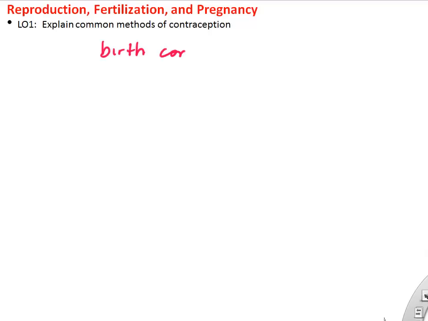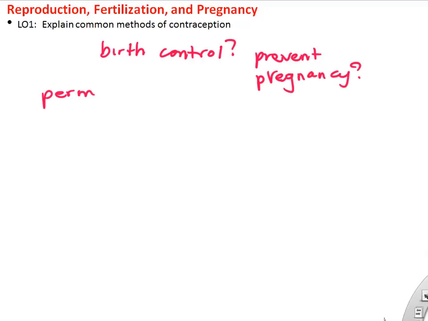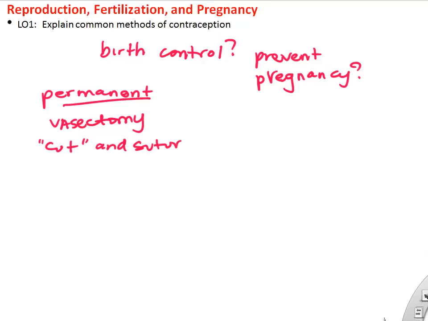So we're going to start with methods of contraception, which are basically birth control methods to prevent pregnancy. Let's start off with permanent versions of birth control or contraception. The first one is vasectomy, and we talked about that. That's cutting the vas deferens or the ductus deferens and then sewing up the end.